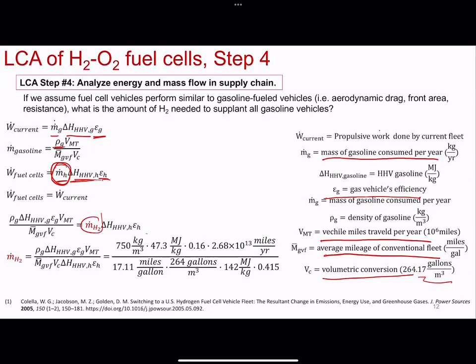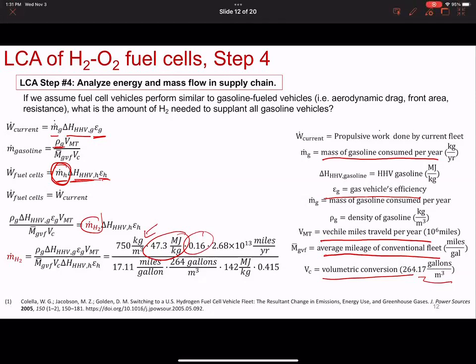The density of gasoline is 750 kilograms per cubic meter. The higher heating value is 47.3 megajoules per kilogram. Efficiency of gasoline is 0.16 in this particular model. You can change it to 20% to see how much farther you can get. Miles traveled in a year: 2.68 times 10 to the 13 miles. These are numbers that one can look up. Obviously I don't know these numbers, but the EPA tabulates them. The average mileage of a conventional fleet is 17 miles per gallon.